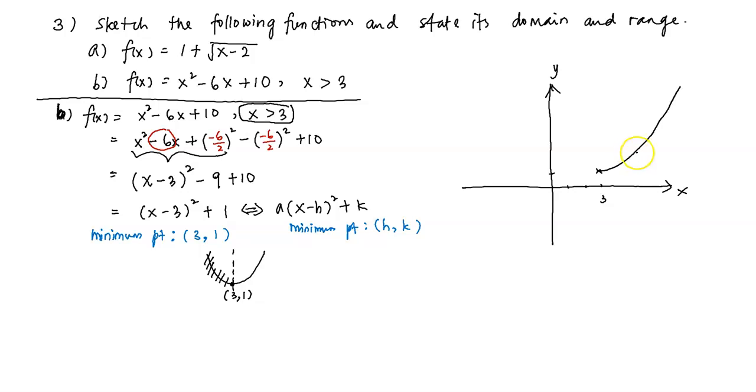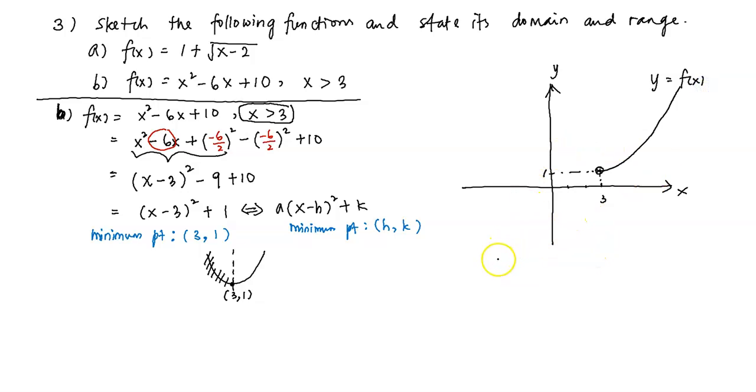So now I'm going to sketch this part. This is my graph of quadratic, which has a minimum point at 3, 1. Remember to label this as 3, 1. And since here we only allow the domain to be greater than 3 without the equal sign, this point, I will use the empty circle to plot on it. And this is my graph. You should label it as y equals f(x).